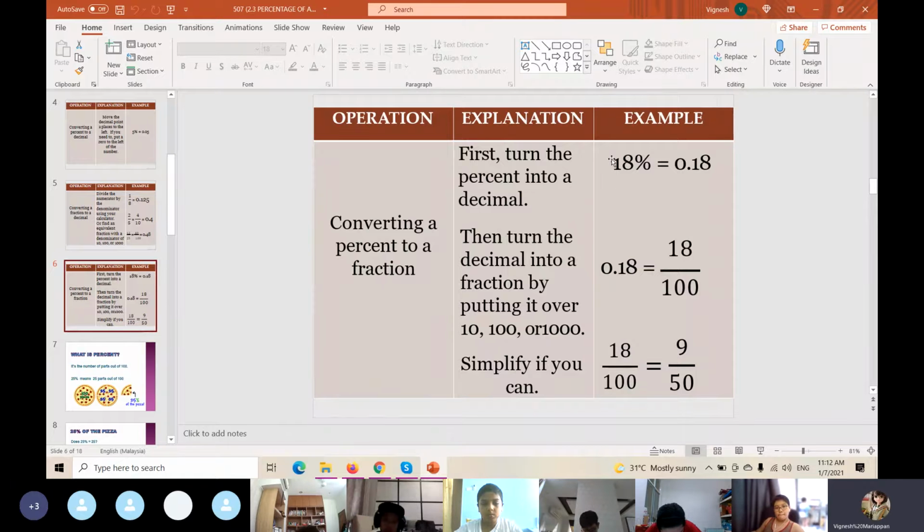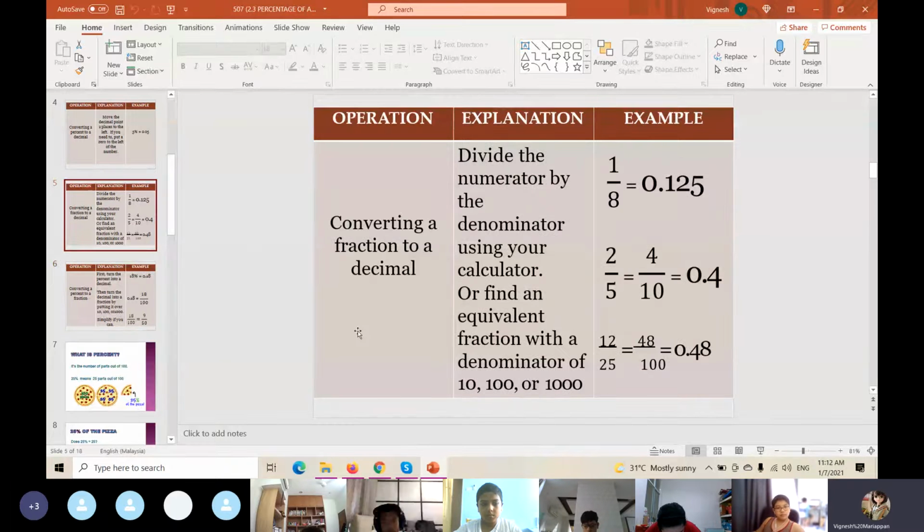That means, okay, the example, this one, just now teacher has explained fractions to decimals. Let's say if the question asked to convert the fraction to a percentage, we cannot simply convert the fraction to the percentage. You have to follow the steps. Okay, now I have converted the fraction into decimals.